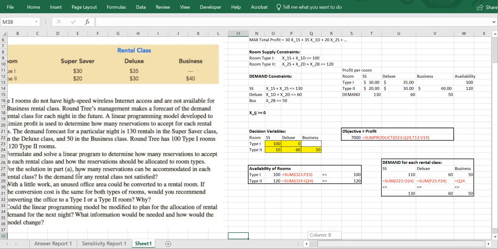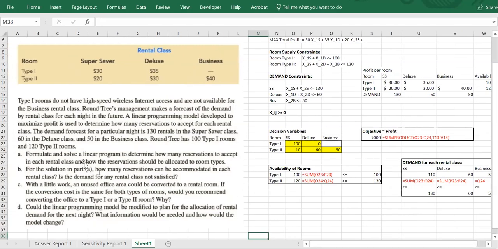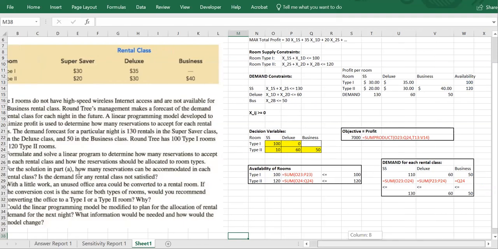Let me just go back to the question real quick. Formulate and solve a linear program to determine how many reservations to accept in each rental class and how the reservations should be allocated to room type. So now we have the allocation, and we also know how many rooms should be allocated in each rental class. The answer to that is here, the left-hand side of the demand constraint. So the number of rooms allocated to Super Saver is the sum of these two, 110, and 60 for Deluxe and 50 for Business.